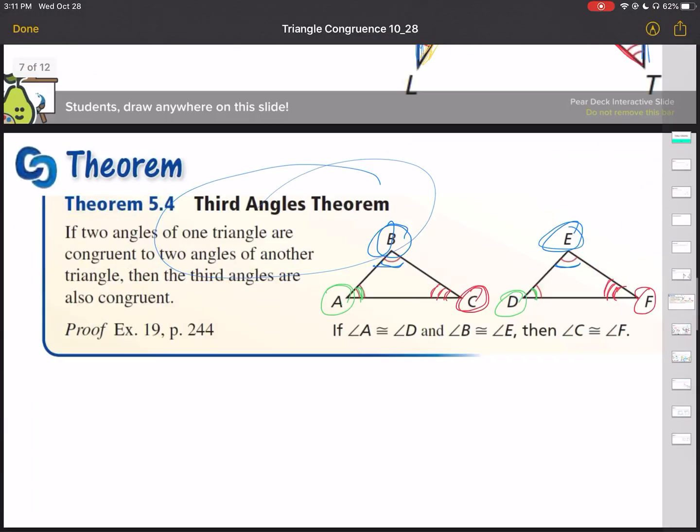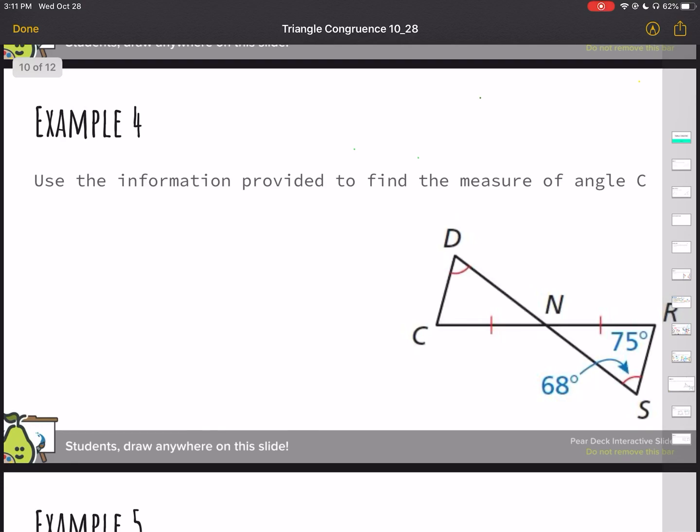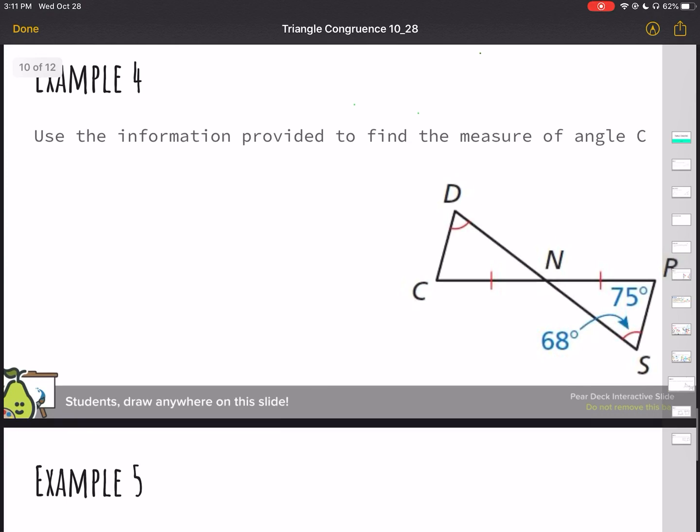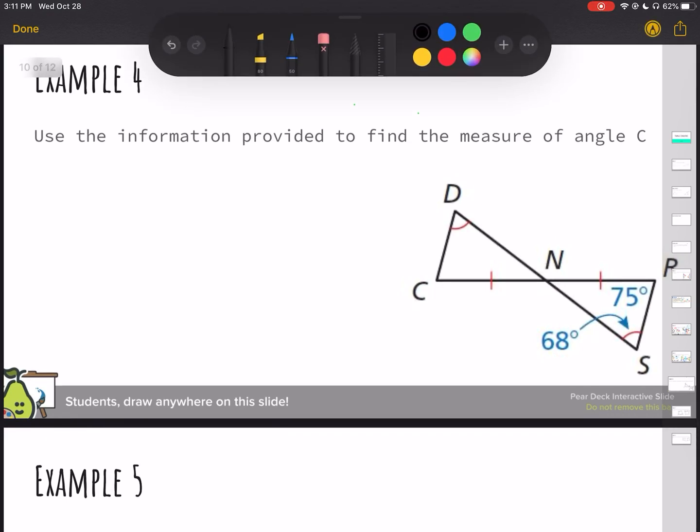All right. So the next thing that we're going to talk about is the idea of being told that two things are congruent to solve for missing sides. I likely should have put it in the problem, but you're being told, in this case, that triangle CDN is congruent to triangle PSN. In this case, we don't have to prove it.